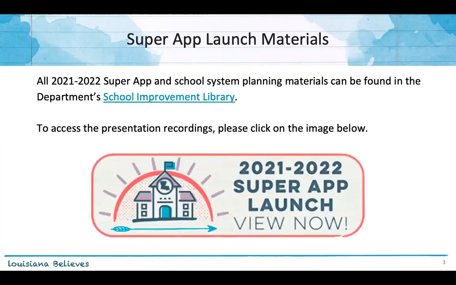As a reminder, all Super App and school system planning materials can be found in the School Improvement Library. To access the presentation recordings, you may click on the image on this slide.